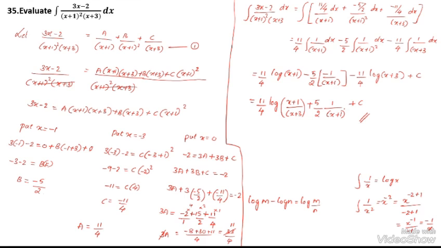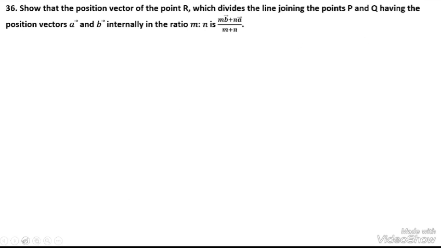Okay, let us move on to the next problem. Question number 36. Show that the position vector of the point R, which divides the line joining points P and Q, having the position vectors A and B, internally in the ratio m is to n, is m into vector B plus n into vector A divided by m plus n. Okay, this is the question. Now I can solve the result here. First, we have to consider the diagram.